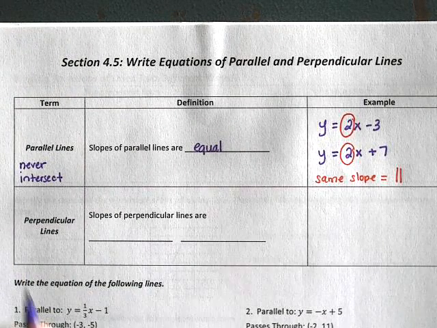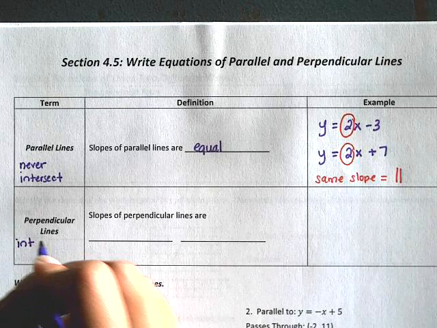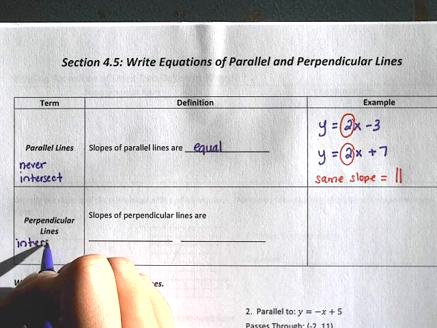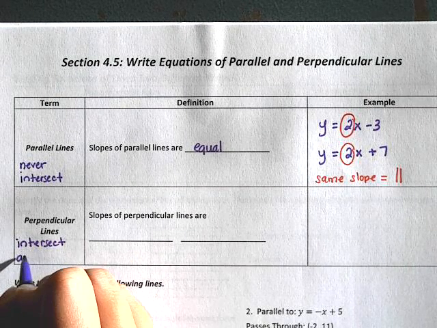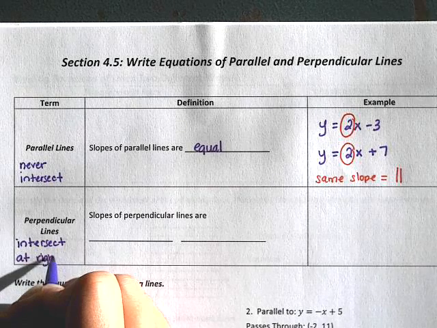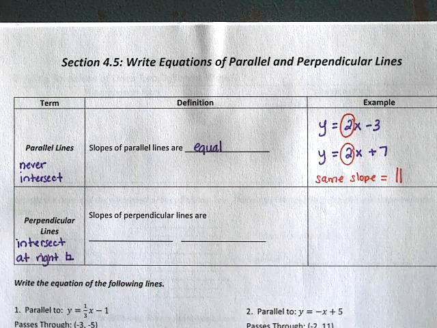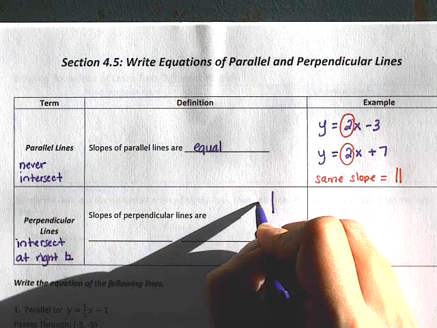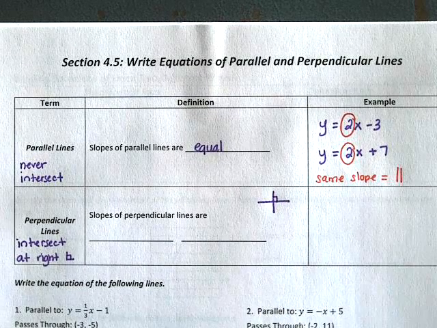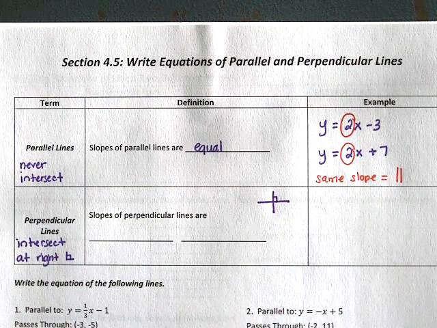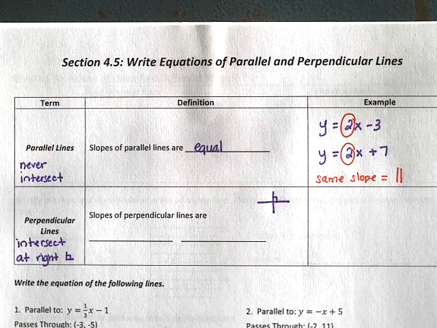Perpendicular lines do intersect, but they intersect in a special way. They intersect at a right angle. So if you look at two lines that are perpendicular, we sometimes put a little box in the corner to show that that is an exactly 90-degree angle.